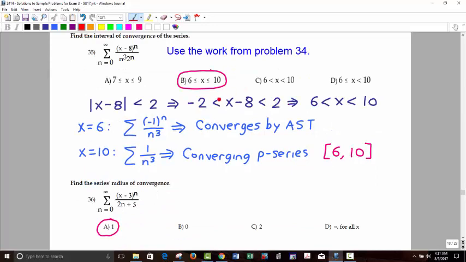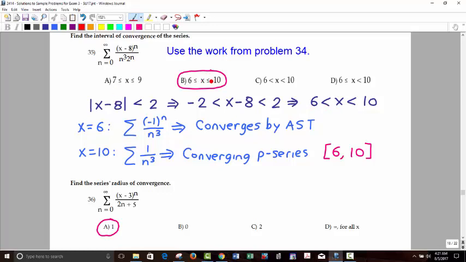So you see now I split that up like I was writing on the other page. I get 6 to 10. Now these are the most challenging of the 3, just for the fact that you have to test the endpoints, because once you get this interval, there are 4 possible answers you can get.